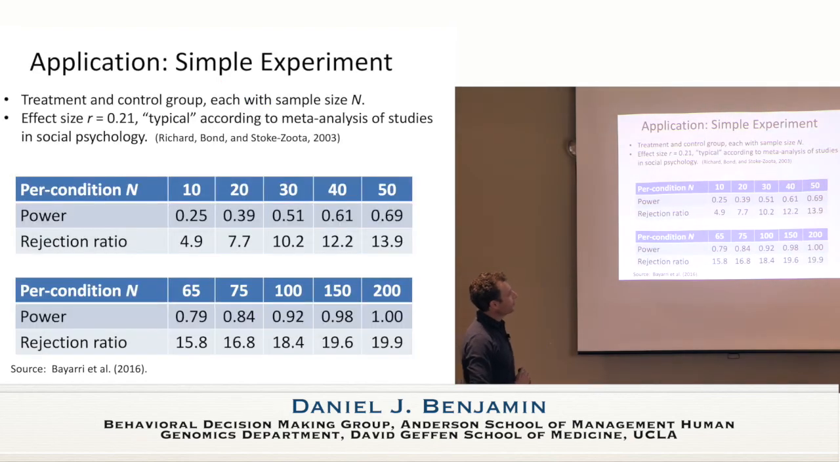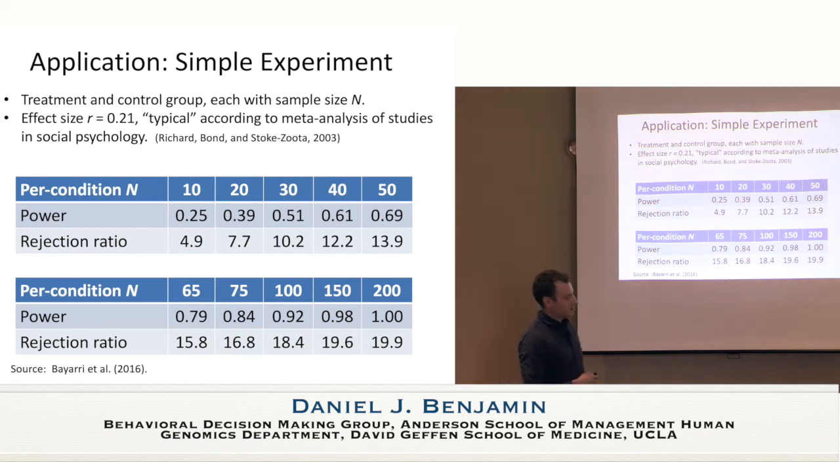Here's a calculation of the rejection ratio for a typical psychology experiment, using an estimate for a typical effect size in psychology from a big meta-analysis. The table is showing the number of people in the treatment group and control group, and for a significance threshold of 0.05, how much power you would have, and then what the rejection ratio would be.